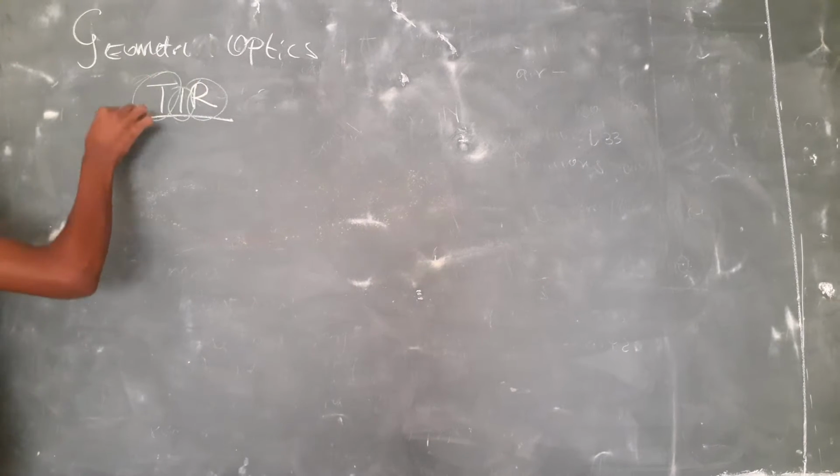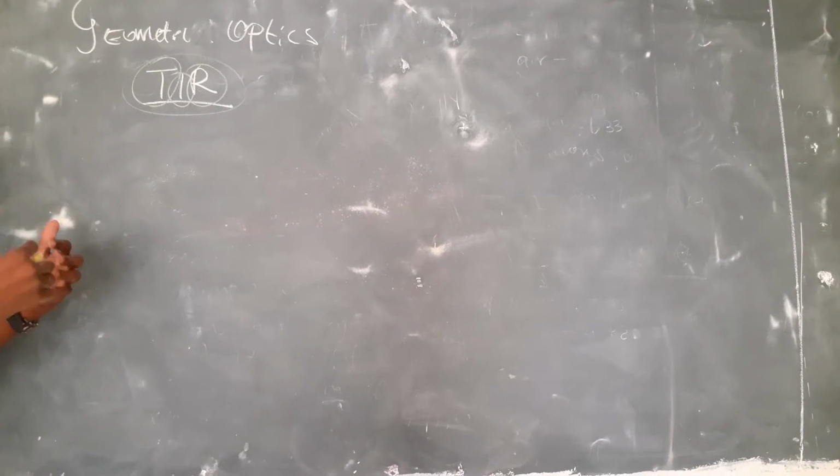But remember that in geometrical optics, we are dealing with light. So when we say total internal reflection, we are saying that the whole light is being reflected internally. It was not taken out.